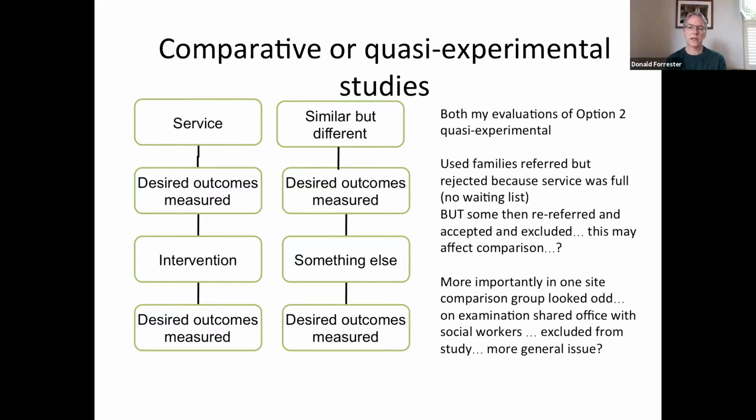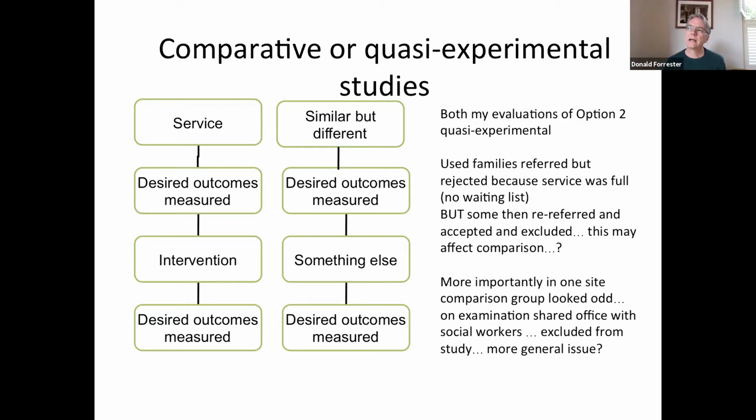So both my studies of option 2 were quasi-experimental. We used the fact that it was a crisis intervention service, so it didn't have a waiting list. They always took details of referrals, or so I was told, but if they were full, they didn't get a service. So we looked at what happened to those who, because the service was full, didn't get a service. But there's a couple of problems with this. Firstly, some of them then got re-referred back to the service, and we had to exclude them. And as soon as you do that, your comparison groups may not be valid. But a more important one was that in one of the sites we looked at, the comparison group just looked really different from the group that got the service. Basically, they seemed to have much more severe problems.